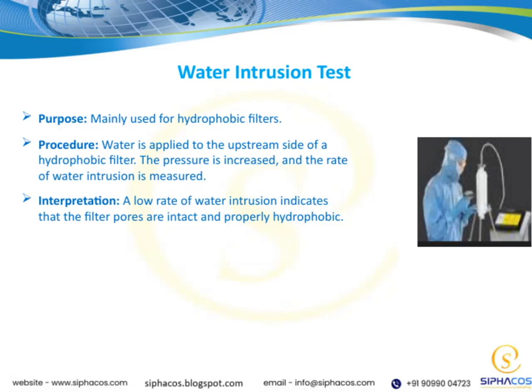Today, I'll be talking about the water intrusion test, which is mainly used for hydrophobic filters. The purpose of this test is to assess the integrity of the filter's pores and ensure they remain properly hydrophobic. The procedure involves applying water to the upstream side of the filter. Then, we gradually increase the pressure and measure how fast the water intrudes into the filter. What we're looking for is the rate at which water enters the filter. A low rate of intrusion indicates that the pores are intact and that the filter's hydrophobic properties are maintained.